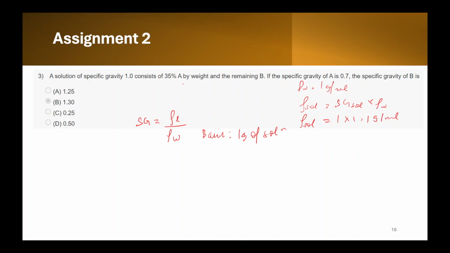Since you know the mass fraction of your A, you can say 0.35 gram is A and the remaining is B, so 0.65 gram is B. You now know the mass of these components. However, you know the specific gravity of A and you want the specific gravity of B. So you can say the volume of solution, if these volumes are additive, will be volume of A plus volume of B. Keep in mind, sometimes volumes are not additive, but in this case the volumes are additive.